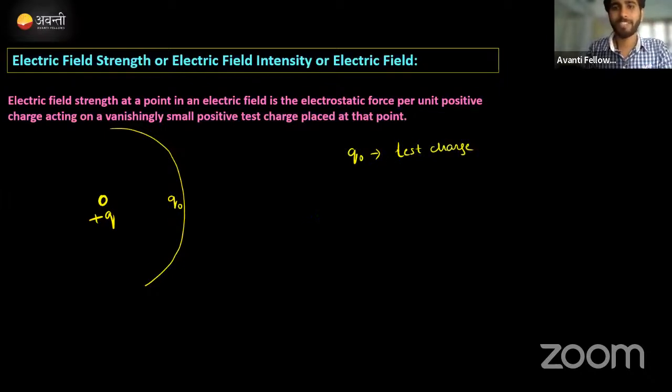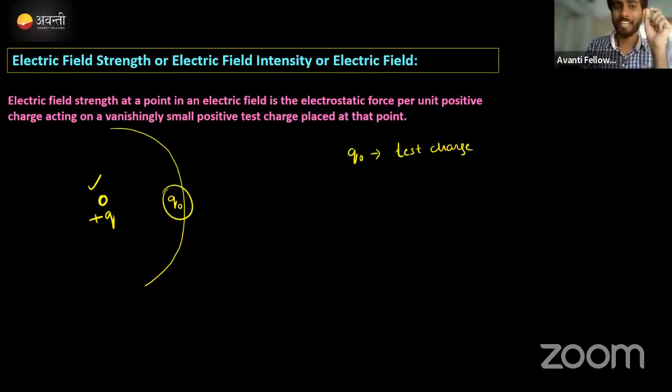What is a test charge? Do you know the meaning of test charge? If scientists find any new medicine, before approving it, they will test that medicine on some persons who come voluntarily. In a similar way, we are going to find what will happen due to this source charge and some other charge. We call that a test charge.